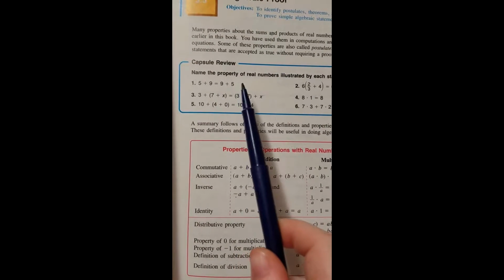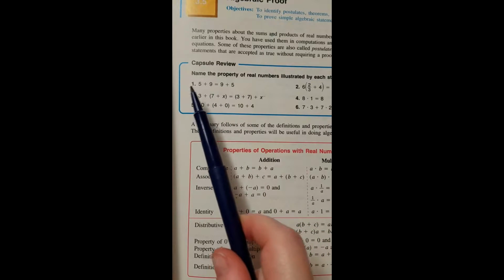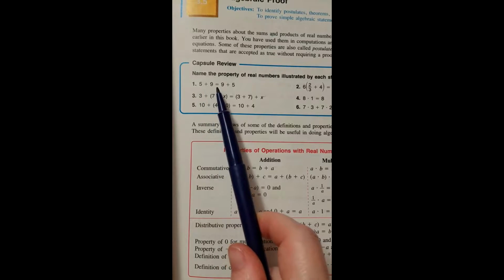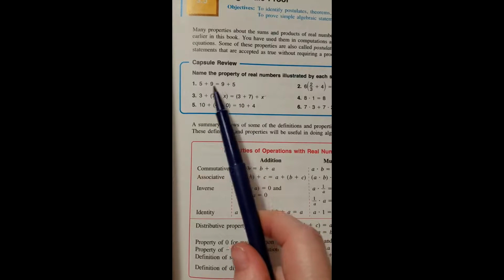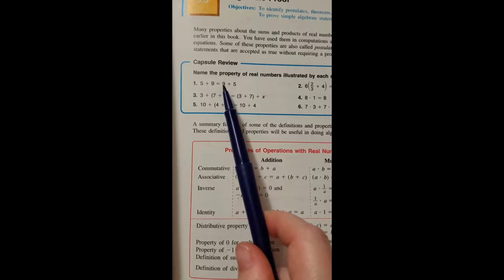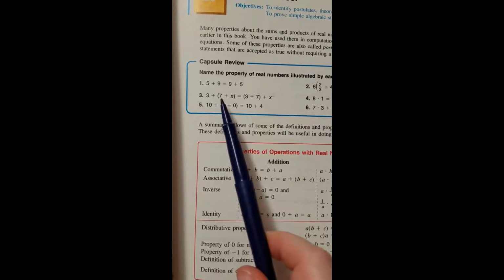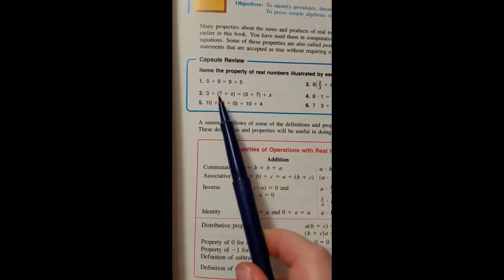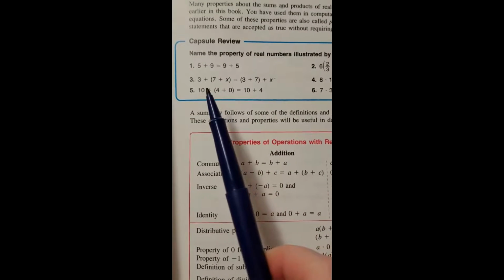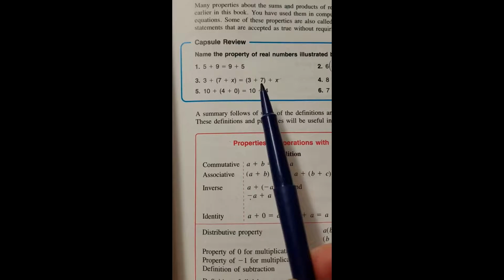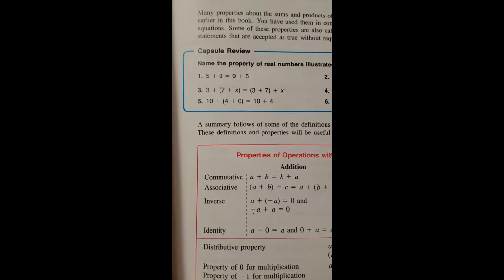They want you to name the property of the real number illustrated by each statement. So for this one, it starts out as 5 plus 9 equals 9 plus 5. From the left side to the right side, what changed was the order. That's why it's the commutative property of addition, because there's a plus there. Down here, what moved from this side to that side is the parentheses. It went from being around the 7 plus x to being around the 3 plus 7. Since the parentheses moved, that's the associative property of addition, because we're dealing with addition.